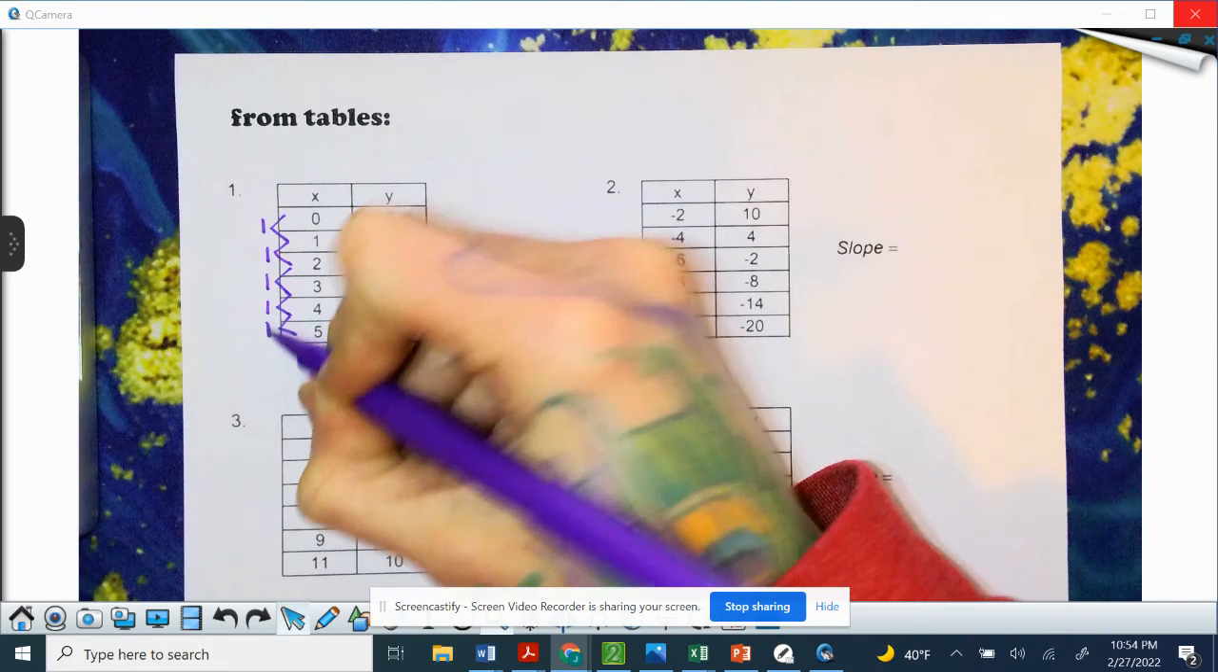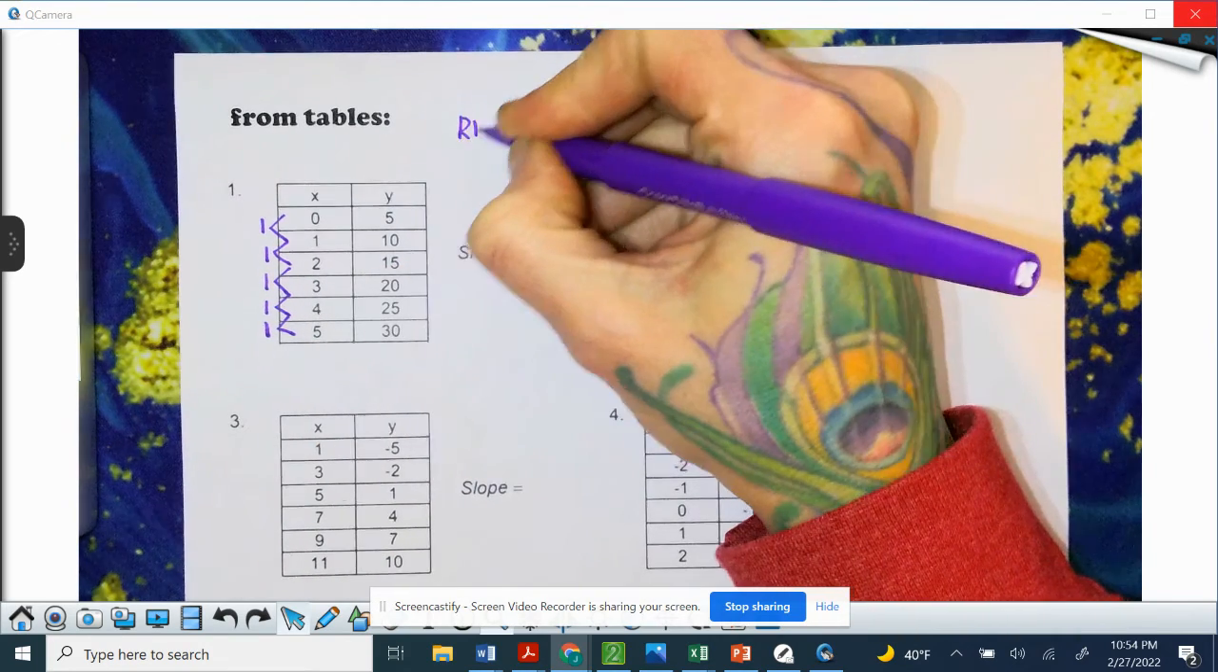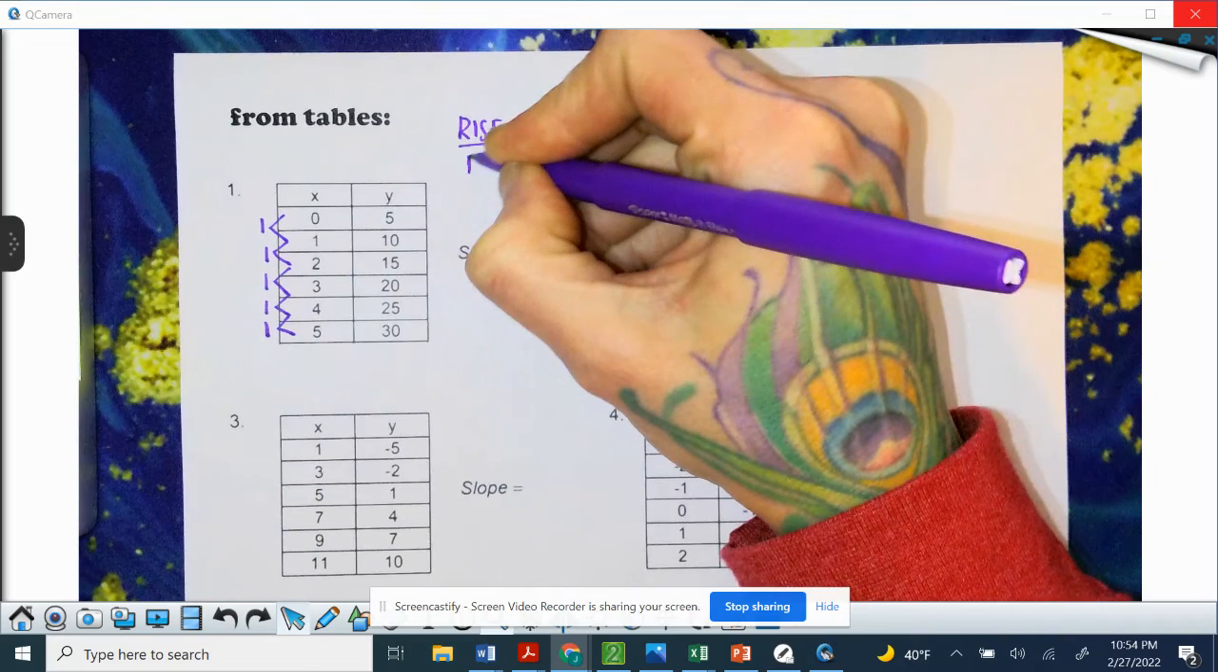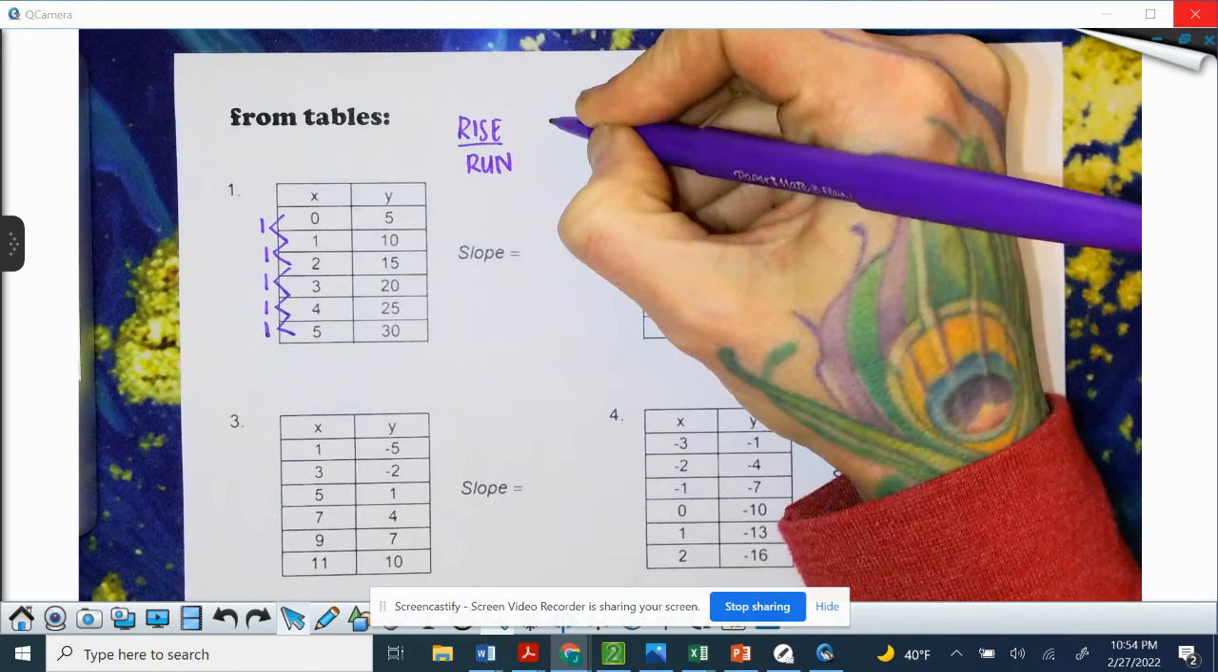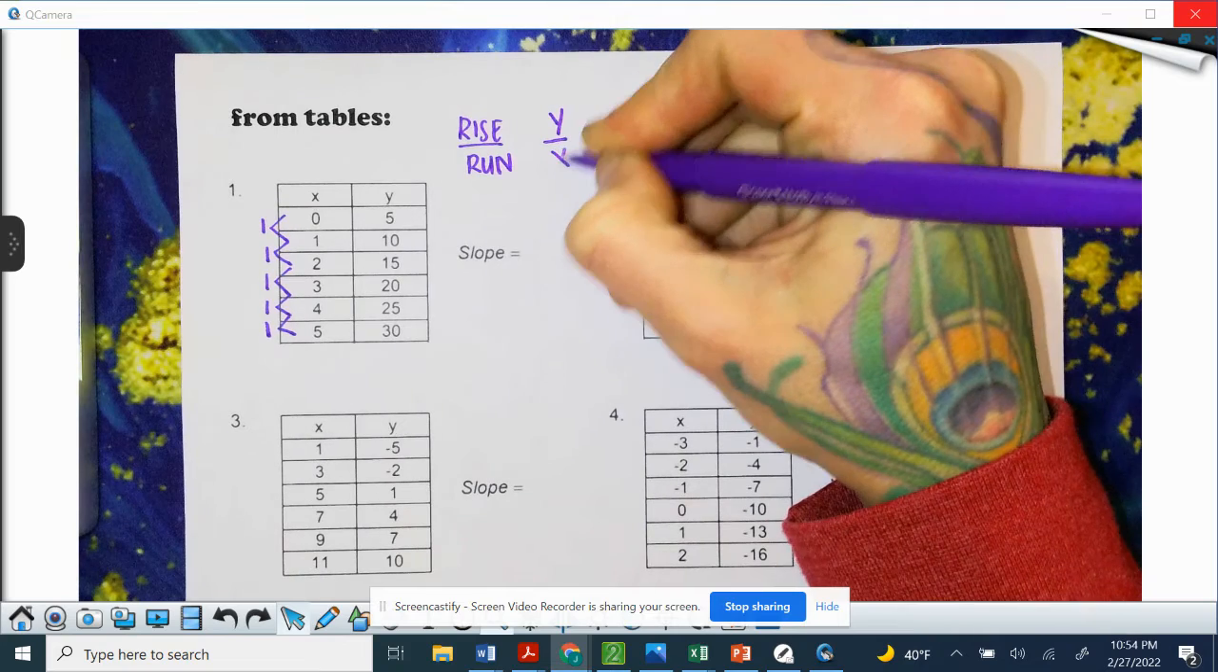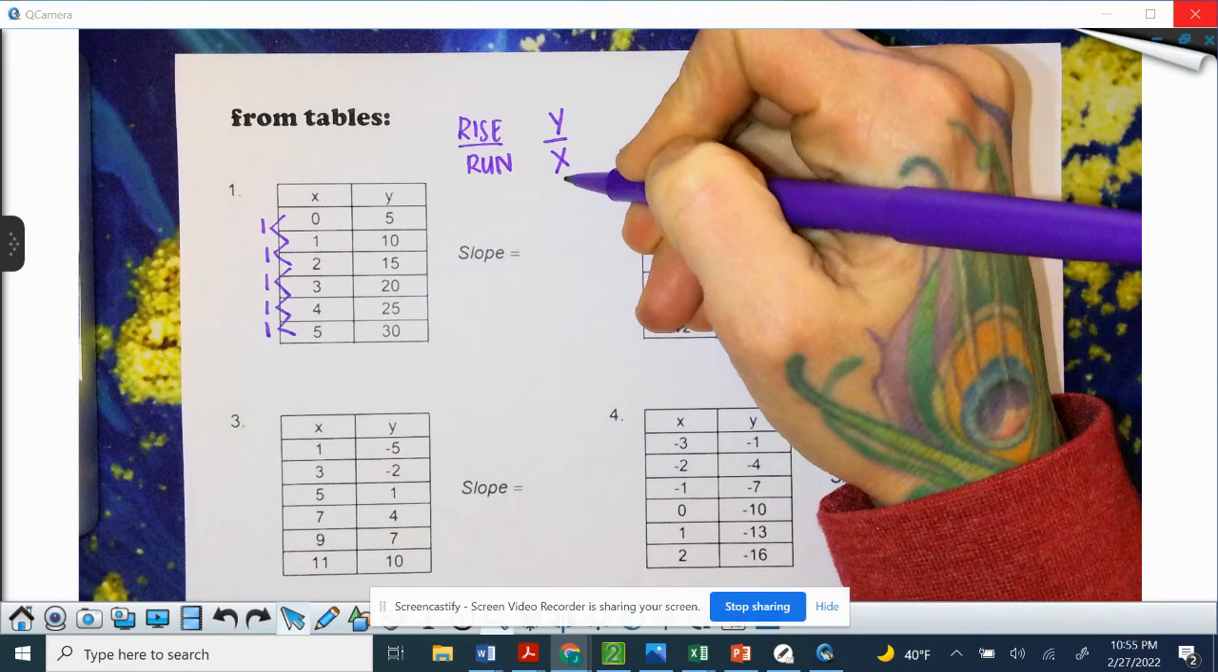So we know that our x, so remember it's rise over run. So that's y, because that's the up and down, over x. Now, for a lot of us, it's hard to remember which one goes on top, x or y.